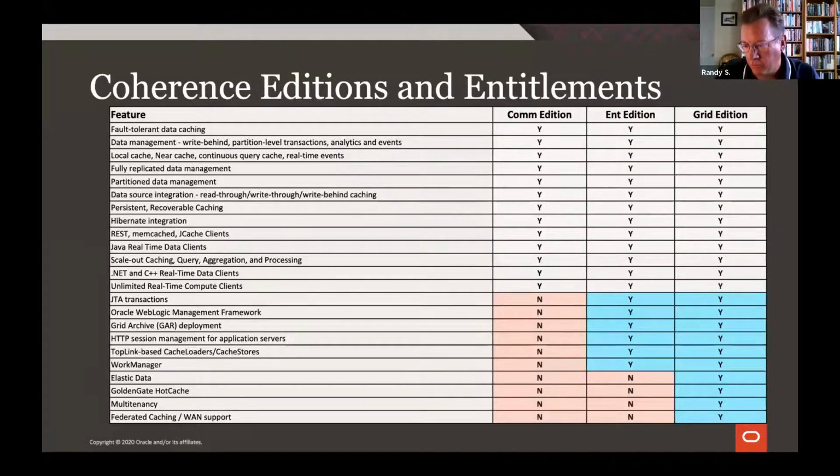So that little group of features in Enterprise Edition is not available in Community Edition, but everything else is: the basic data caching and persistence and recoverable caches, and open source integrations with things like Hibernate and Spring. All those things are in the Community Edition.